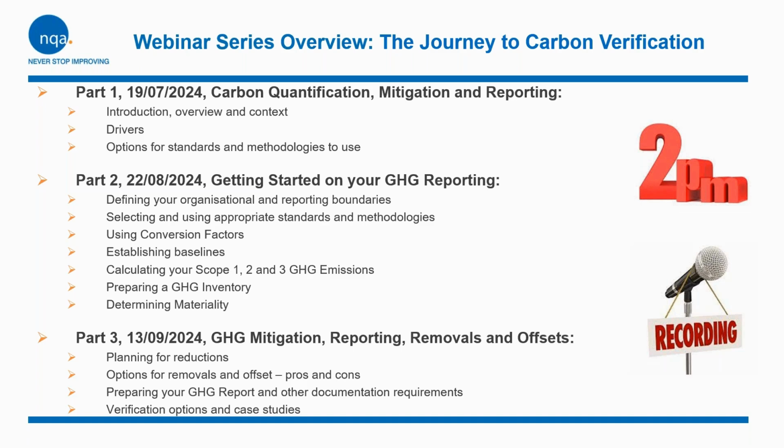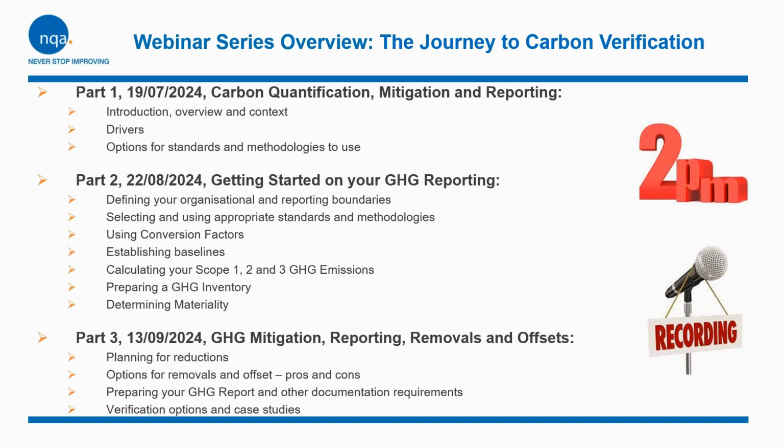So calculating your greenhouse gas emissions, 9 times out of 10, those are categorized as scope 1, 2, and 3 emissions. Scope 1 emissions are your direct emissions, scope 2 emissions are your energy indirect emissions, and scope 3 emissions are generally your supply chain related emissions. And then we'll look at pulling all that together into a greenhouse gas inventory, and we'll have a think about materiality, in other words, percentage margins for error within the calculations itself. So that will be part 2 on the 22nd of August.